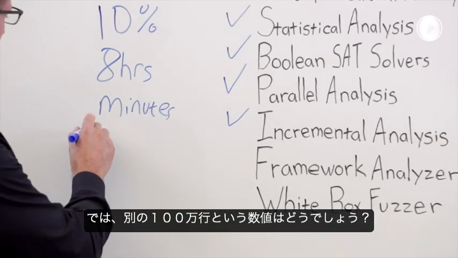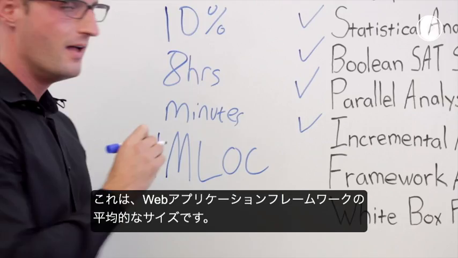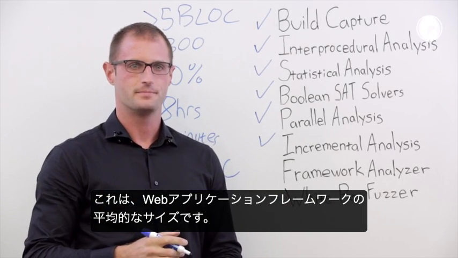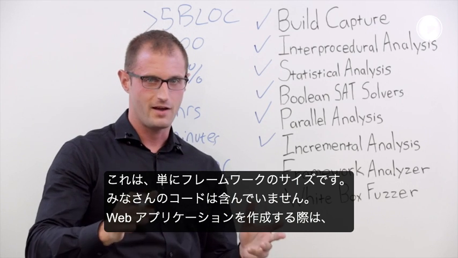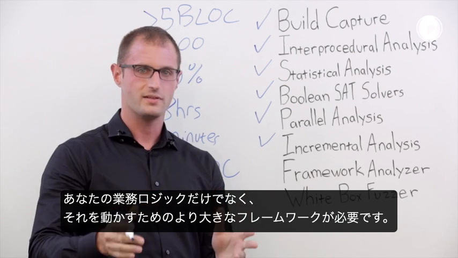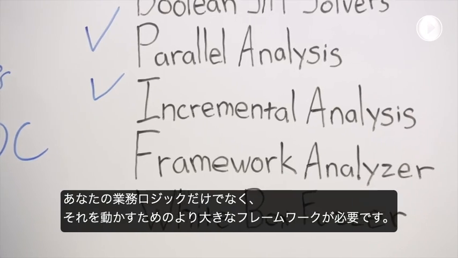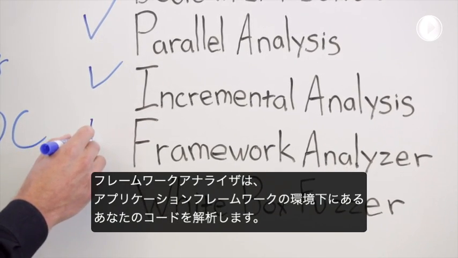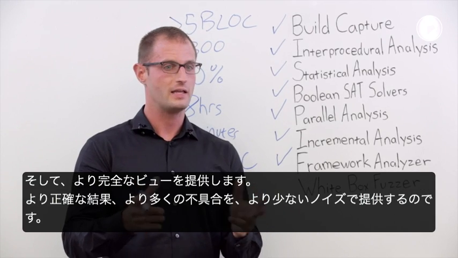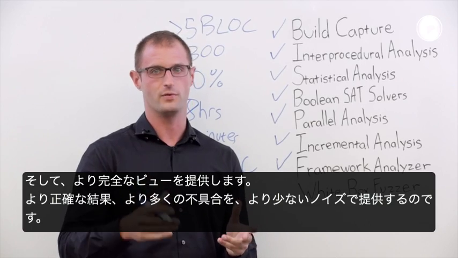How about another 1 million lines of code? That's the size of an average modern web application framework. That's just a framework. That doesn't count your code yet. So when you build your web applications, it's not just your business logic. Your business logic runs within this much larger framework. So our framework analyzer analyzes your code within the context of the larger application framework, giving us a much more complete view, so that means more accurate results, more defects, and less noise.